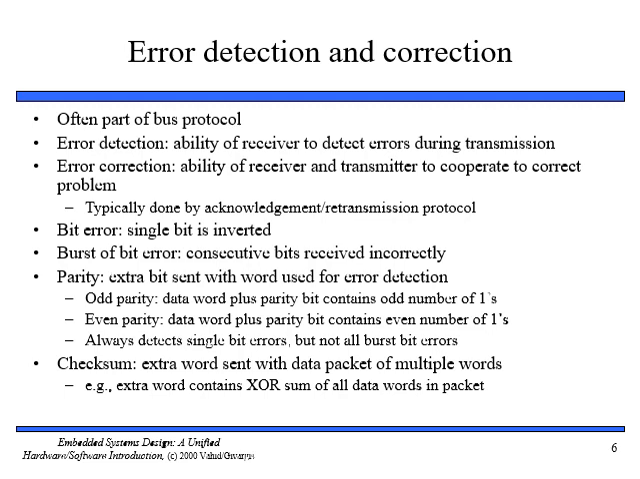So error detection and correction is often part of a bus protocol. Error detection is the ability of the receiver to detect errors during transmission, whereas error correction is the ability of the receiver and transmitter to cooperate to correct problems, typically done by an acknowledgement and retransmission protocol.